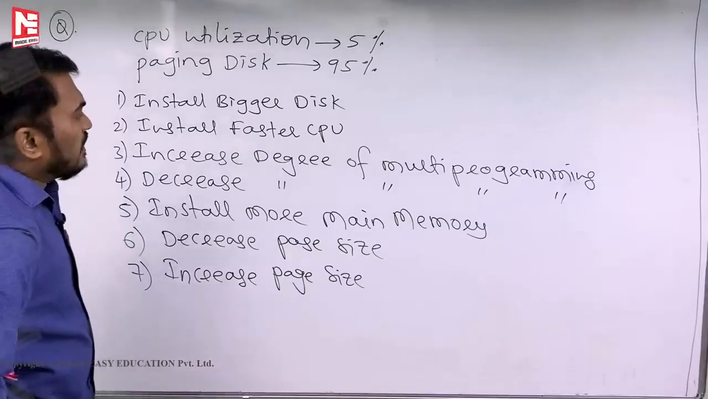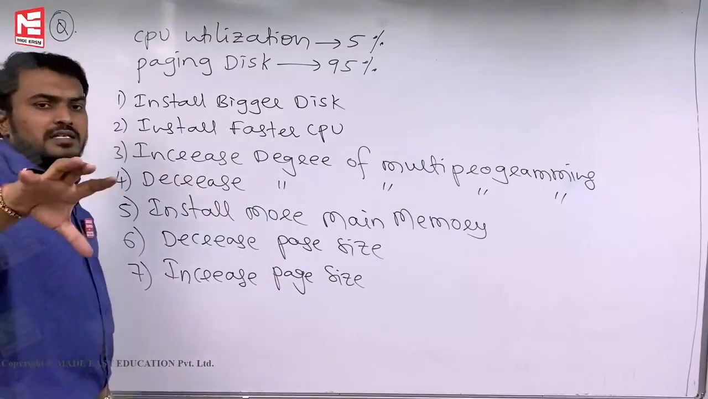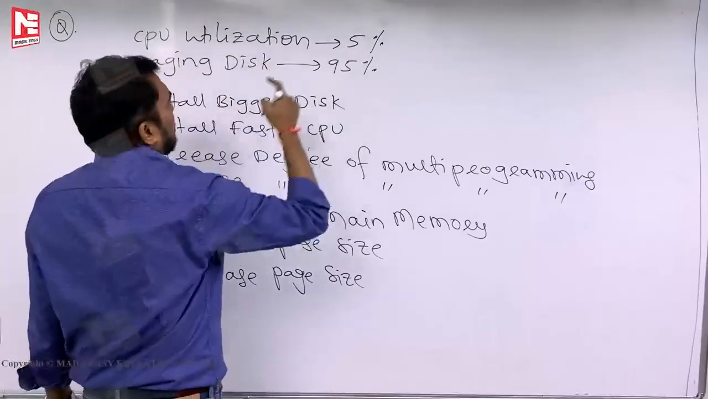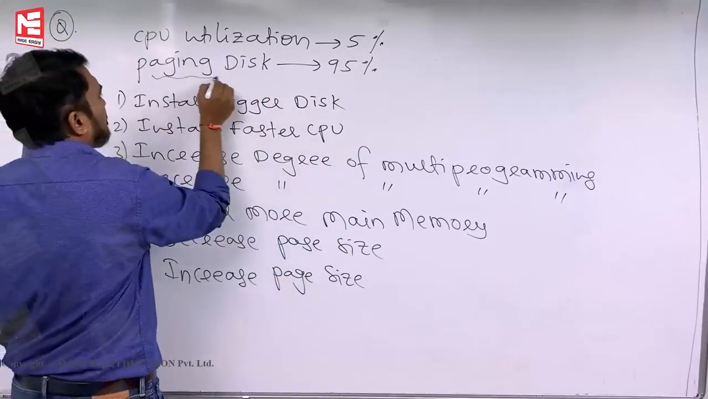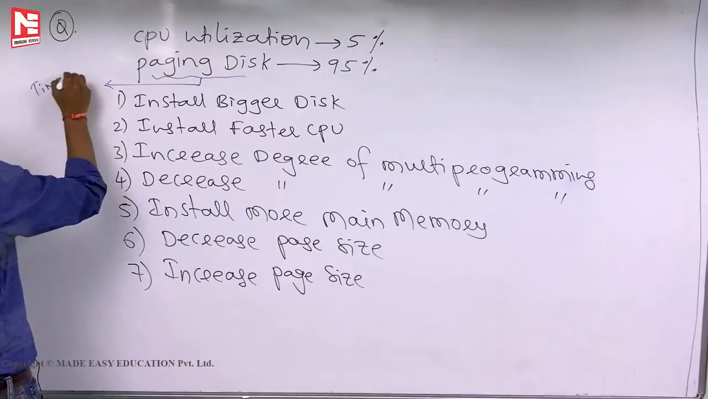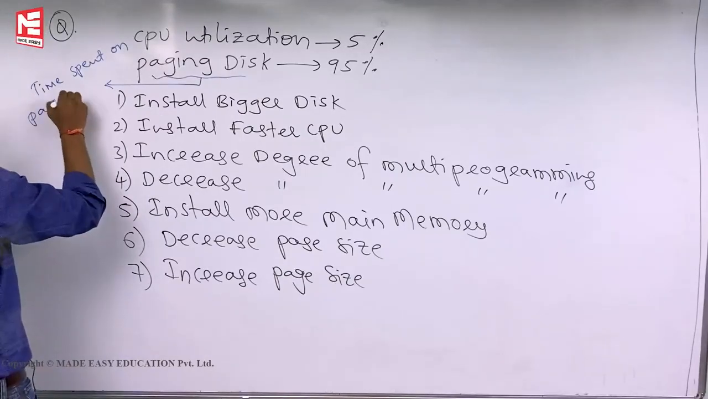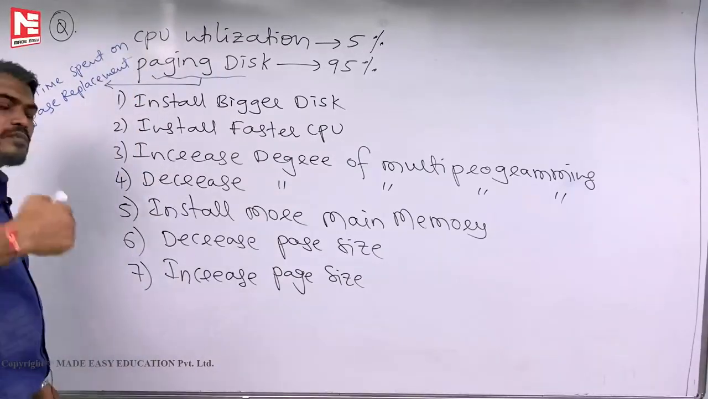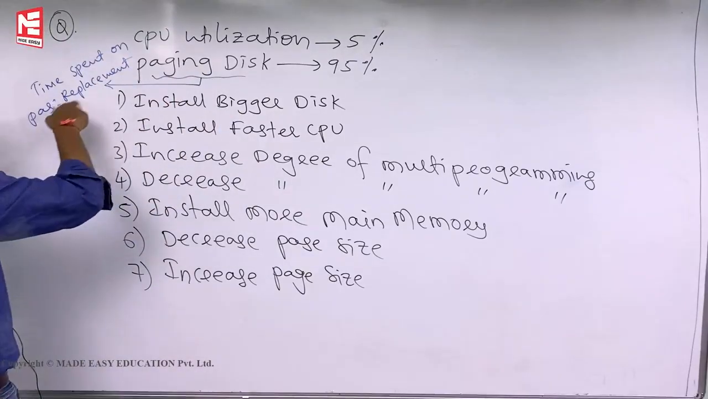Okay, now understand here. If anybody has not copied, you can pause my video. I am explaining. Consider a system with the following parameters. What are the parameters? CPU utilization is 5%, paging disk is 95%. What is the meaning of this? Paging disk means time spent on page replacement. That means pages are being replaced from LAS to PS. So paging disk means time spent on page replacement.